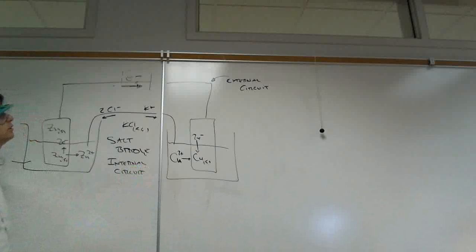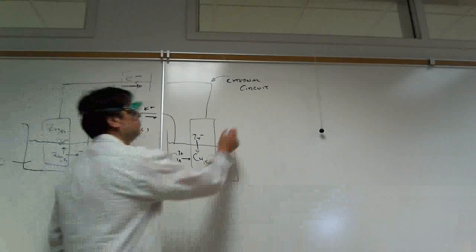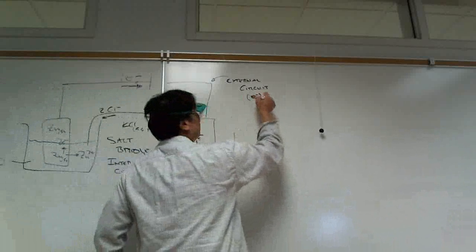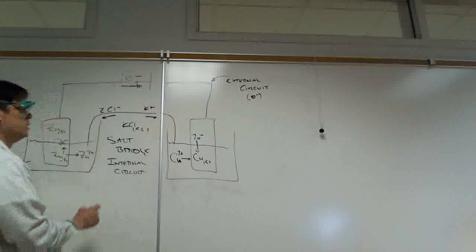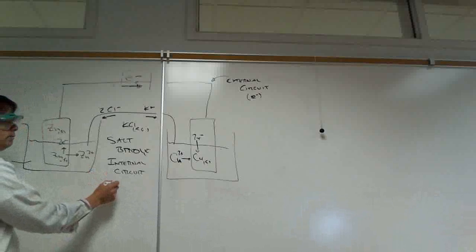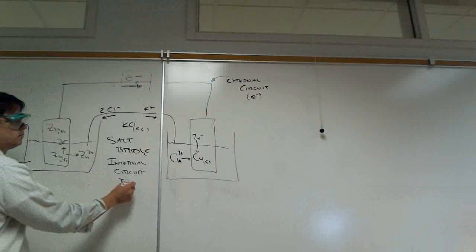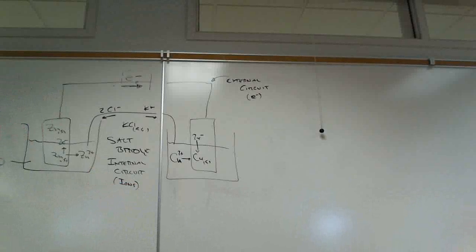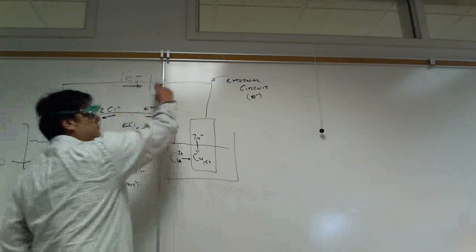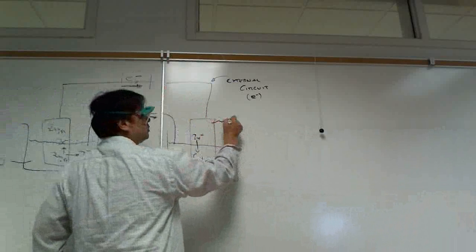The internal circuit is different. In the external circuit, we have the flow of electrons. Electrons are our charge carrier. In the internal circuit, we have ions. That'll be the salt bridge, or electrolytes. Yeah, this is the salt bridge, the internal circuit. And so in the internal circuit, we don't have any flow of electrons, we just have the flow of the ions there. Okay, the electrons get fed to the electrode here.